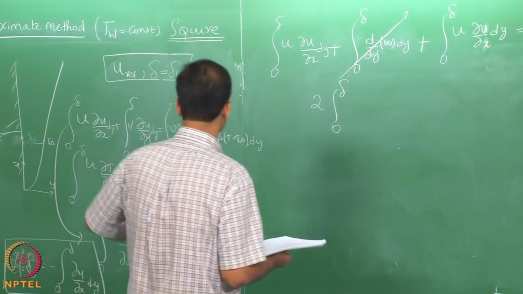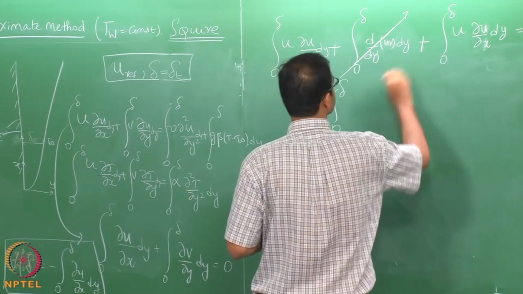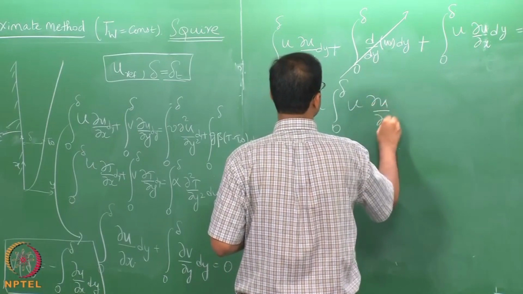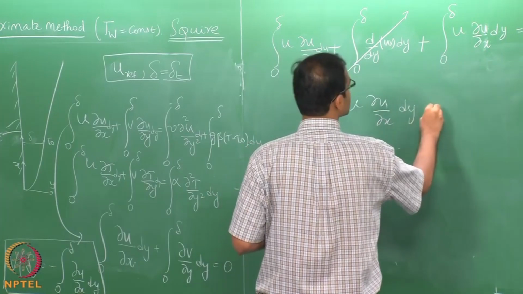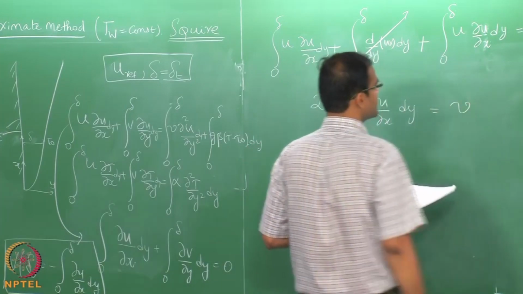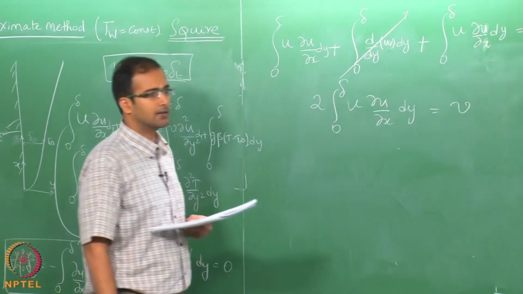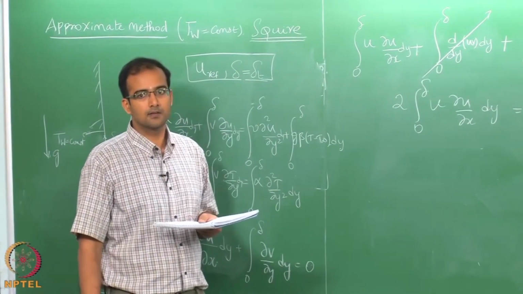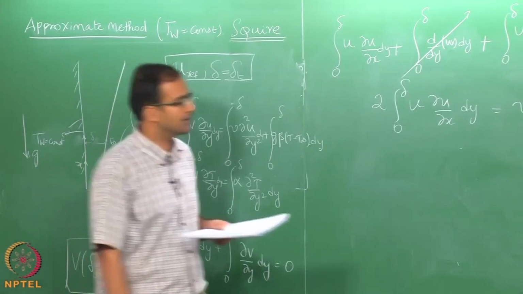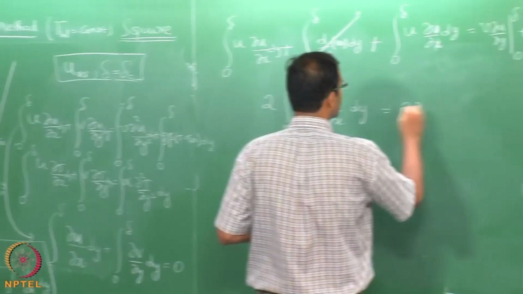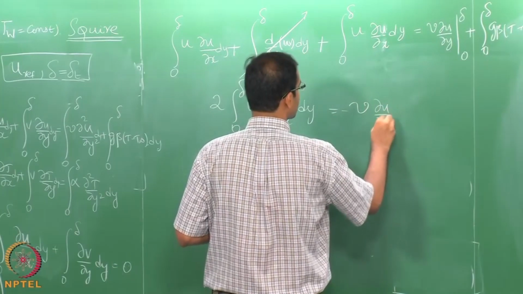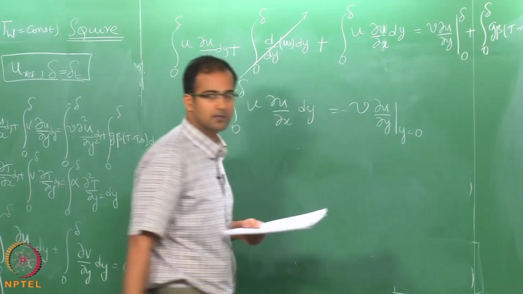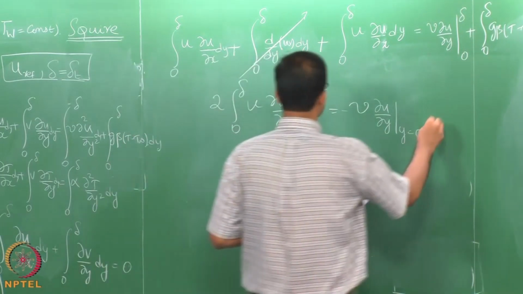Okay. So, this is minus here, right. So, this is plus. Okay. So, therefore, 2 times integral 0 to delta u du by dx dy, this is equal to nu. When I say du by dy between the limit 0 and delta, what is the value at y equal to delta? 0. Okay. So, this will be therefore minus du by dy at y equal to 0, and the last term will be as it is.